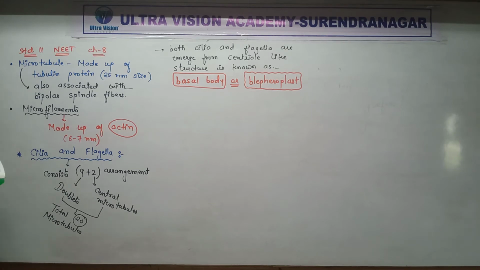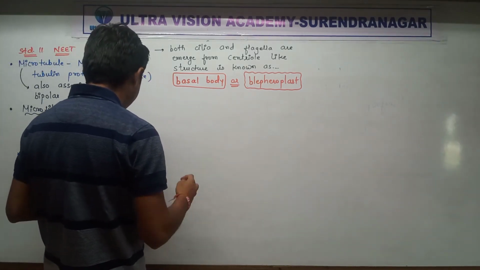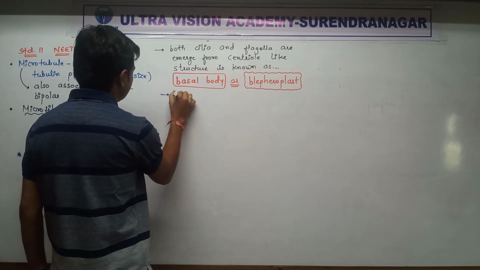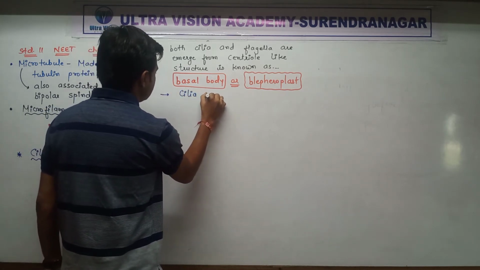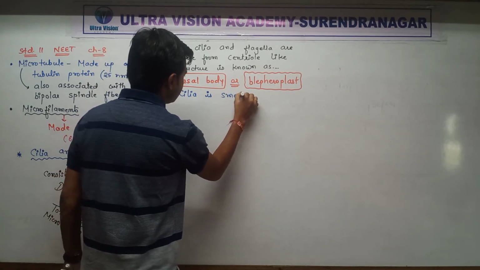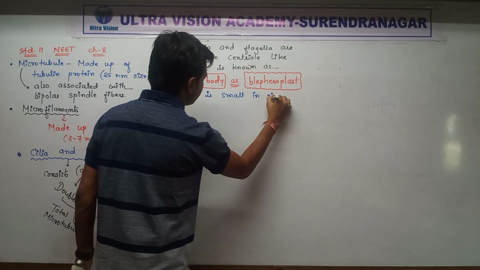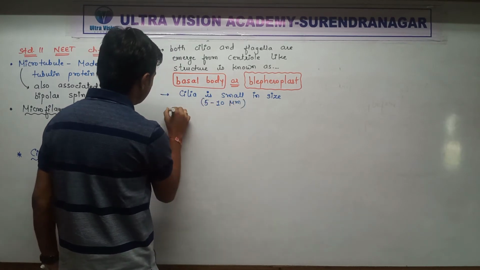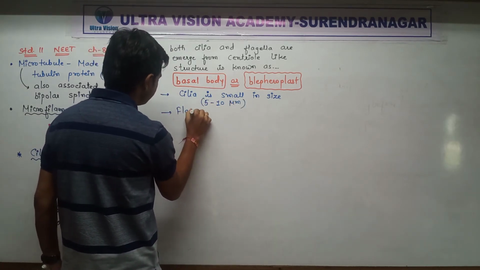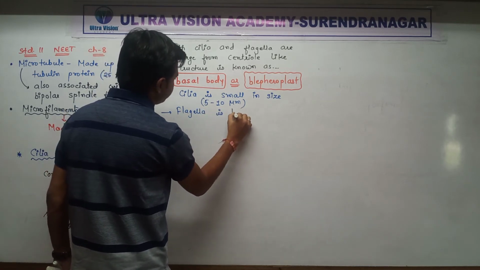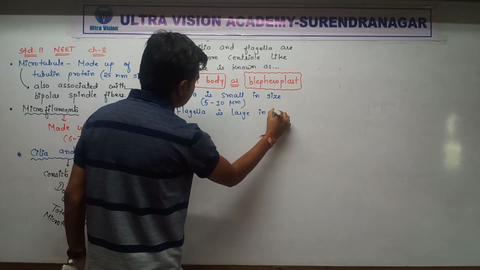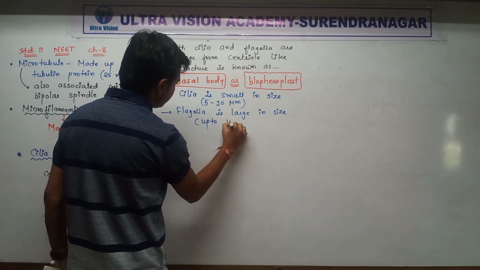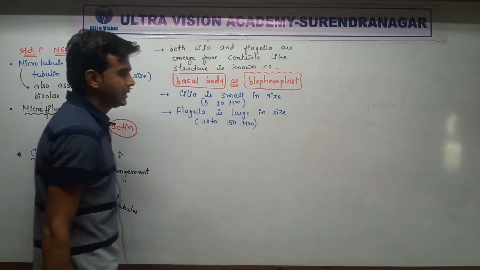Cilia is 5 to 10 micrometer, whereas flagella is up to 150 micrometer. Cilia is small in size, 5 to 10 micrometer, whereas flagella is large in size, up to 150 micrometer.